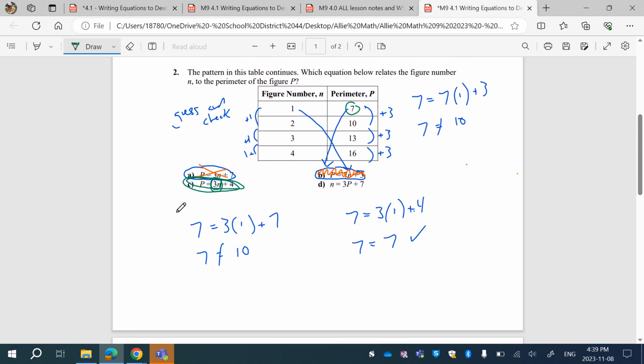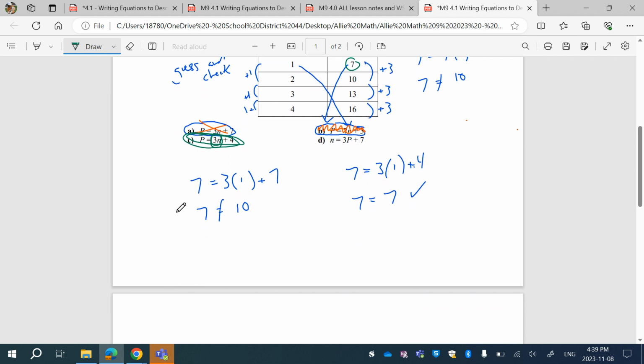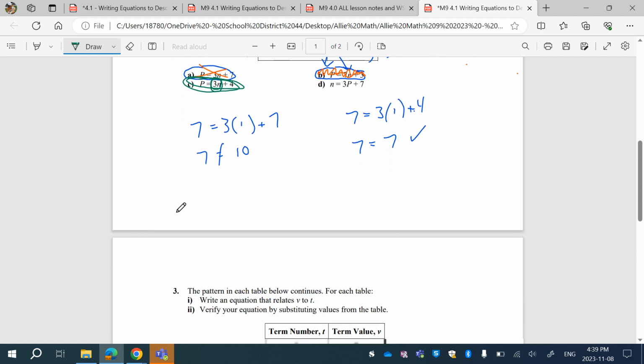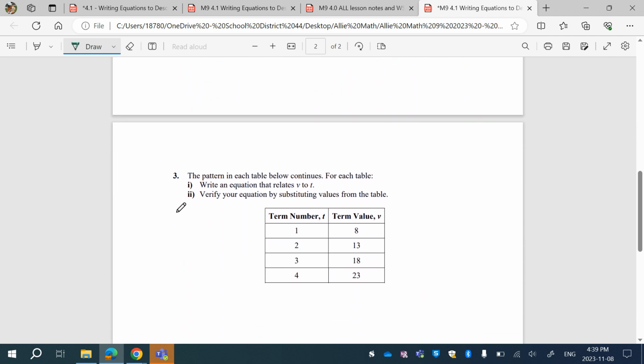Okay, I'm going to scroll down. If I'm going too fast, just holler out in class and I will pause it. Let's look at number 3.